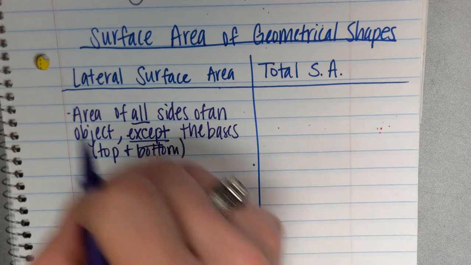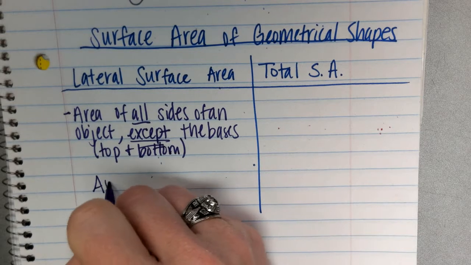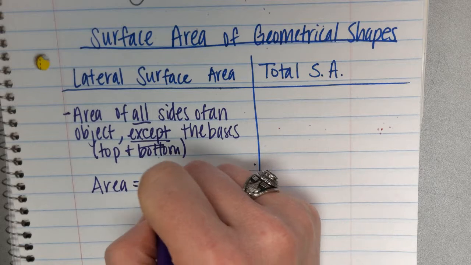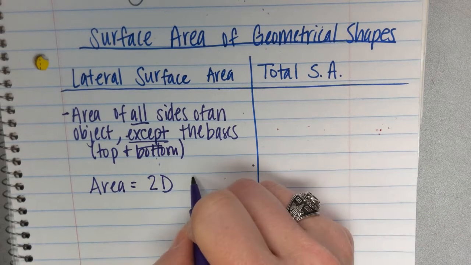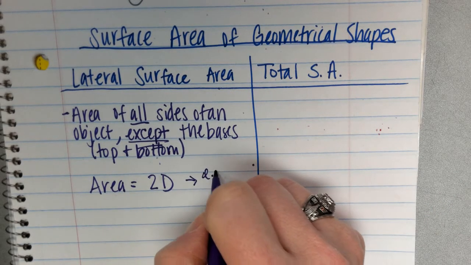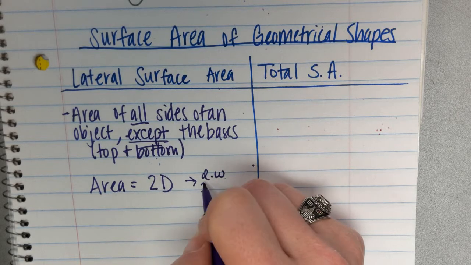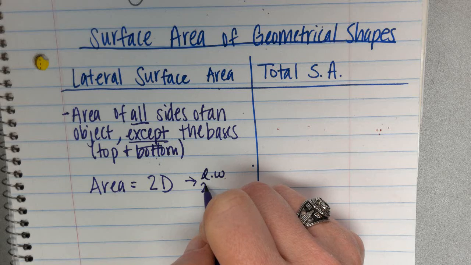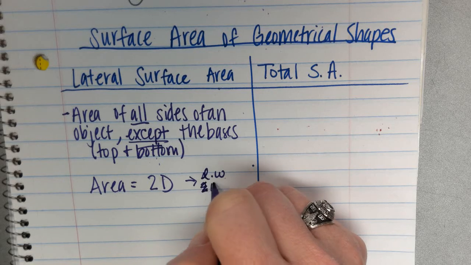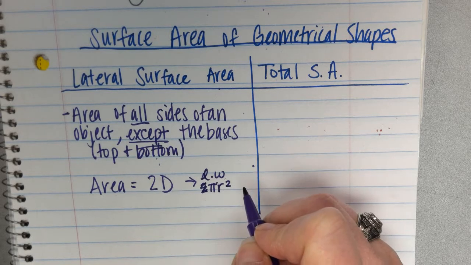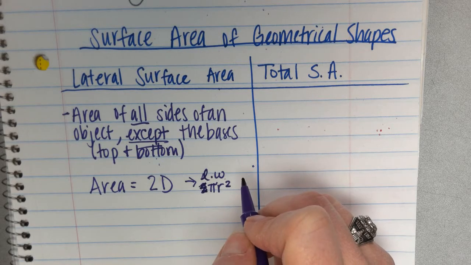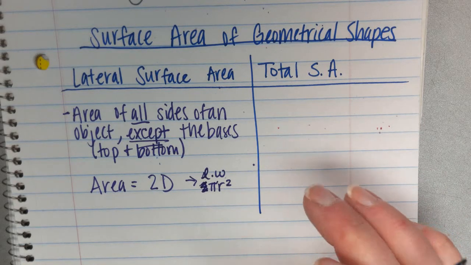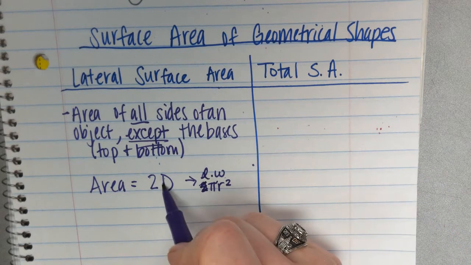All right? So remember, area is two-dimensional. Length times width. Remember, area of a circle, pi r squared. Okay. So, length times width, pi r squared. Just two-dimensional. There's no big B, little b, whatever. It's just a two-dimensional thing.